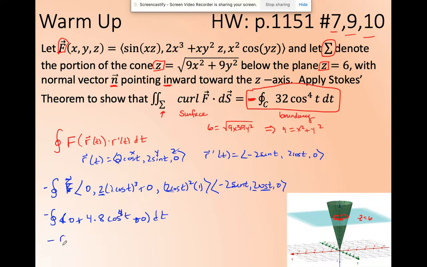Which sure enough is negative, line integral 32 cosine to the 4th t dt. Yay, I did it. Woohoo! All right, so let's go on to a couple more Stokes examples.